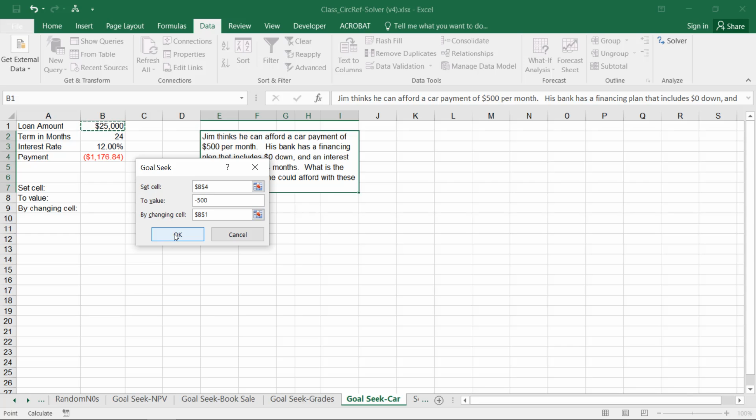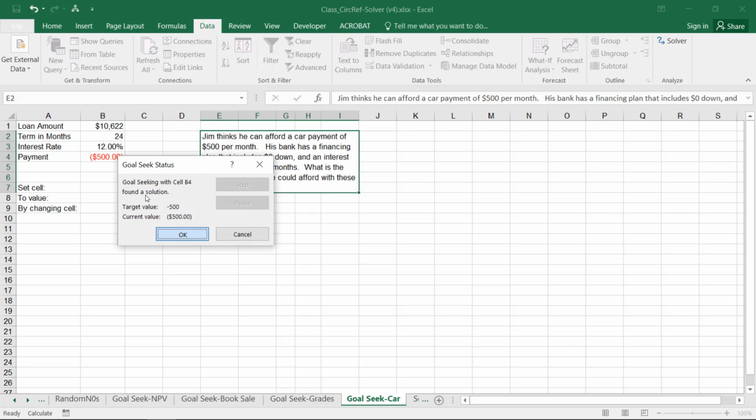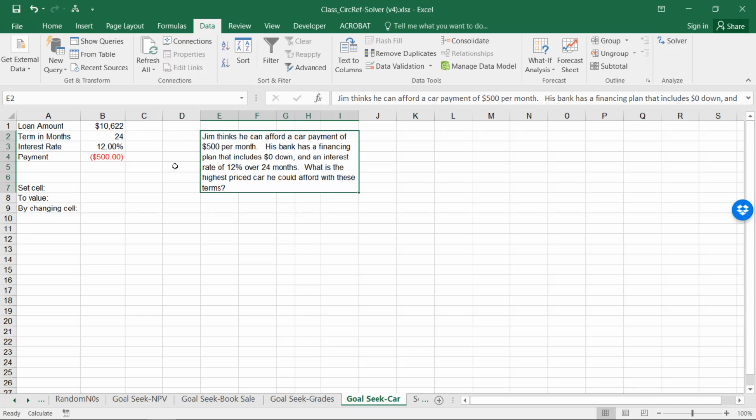By changing this loan amount. And it looks like he can afford a loan of $10,622.